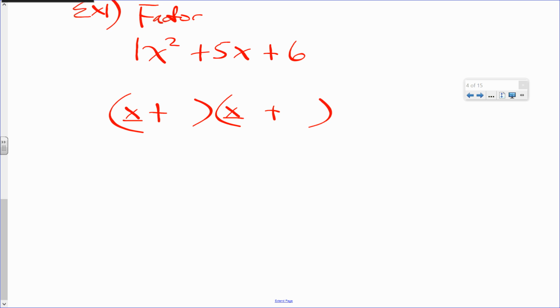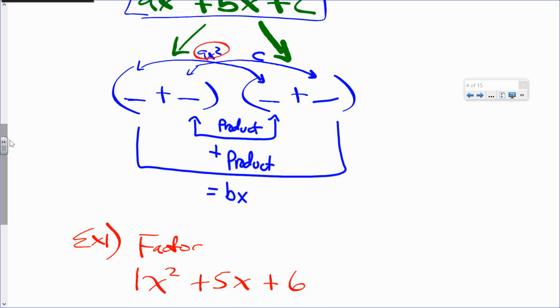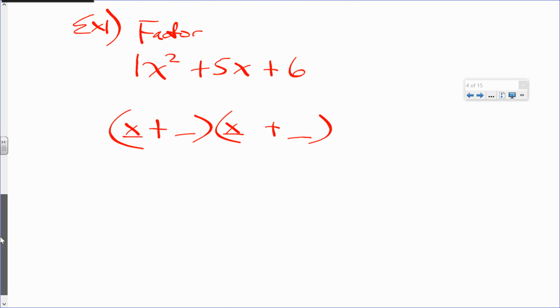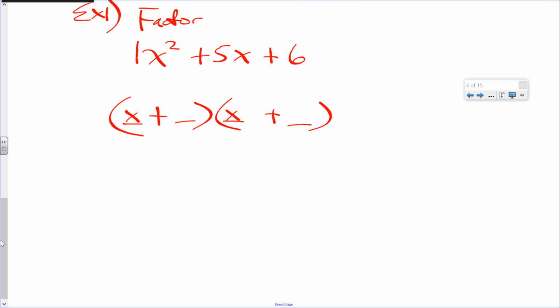Okay. How about here and here? Whatever goes here and here has to become c if I multiply them. So what numbers would become 6 if I multiplied? 3 and 2, or what's another pair of numbers that become 6? 1 and 6, very nice. Let's see which one works. Let's try 1 and 6. I'll put a 1 here and a 6 here.